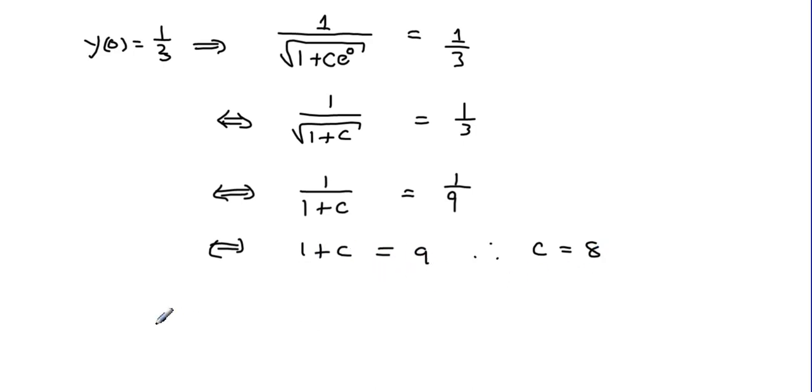So then our final answer, the unique solution, is y equals 1 over the square root of 1 plus 8 e to the power 2x. And that will mark the end of the solution.